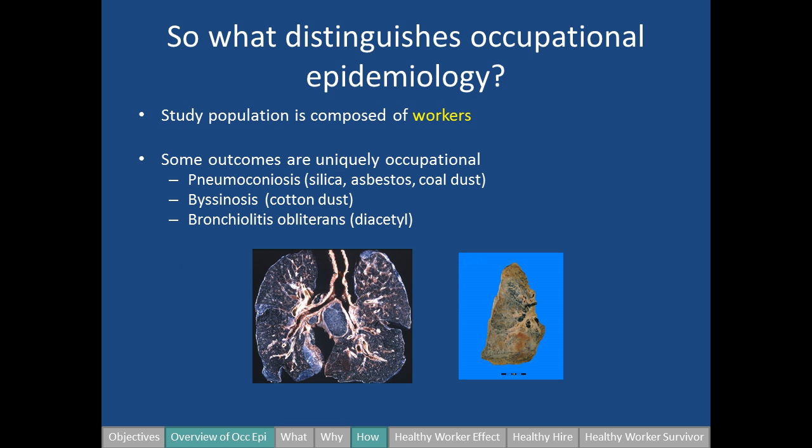Now, some of the outcomes that are being examined in this field are uniquely occupational. So we have pneumoconiosis: silicosis from silica, asbestosis from asbestos, and black lung disease from coal dust, which is depicted here. Byssinosis, or brown lung disease, depicted here, from cotton dust, and bronchiolitis obliterans from diacetyl exposure. Now, this is something in food manufacturing, including popcorn.